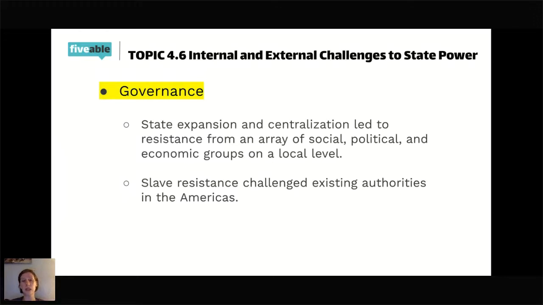Specifically, the language from the College Board is in two key points that we want you to know. The first is this idea that state expansion and centralization led to resistance from an array of social, political, and economic groups on a local level, which is very teachery language. So let's break down what we're talking about. Anytime we see that word state, what are we talking about?